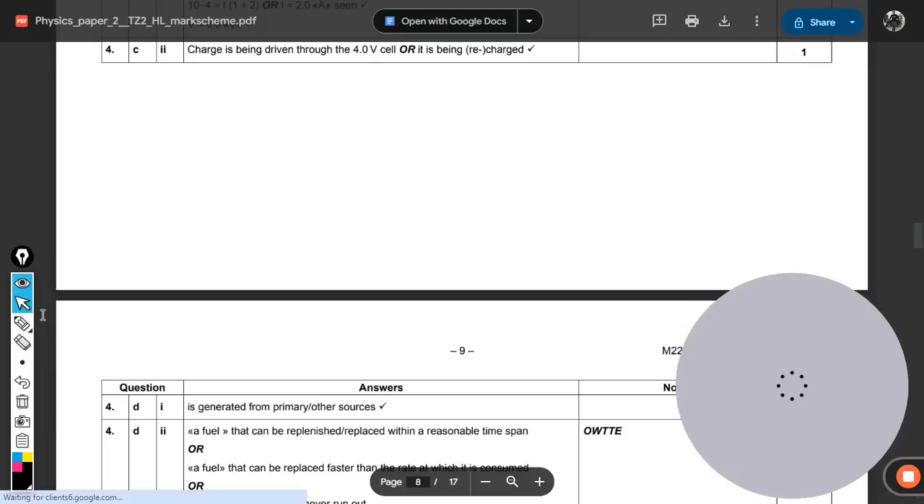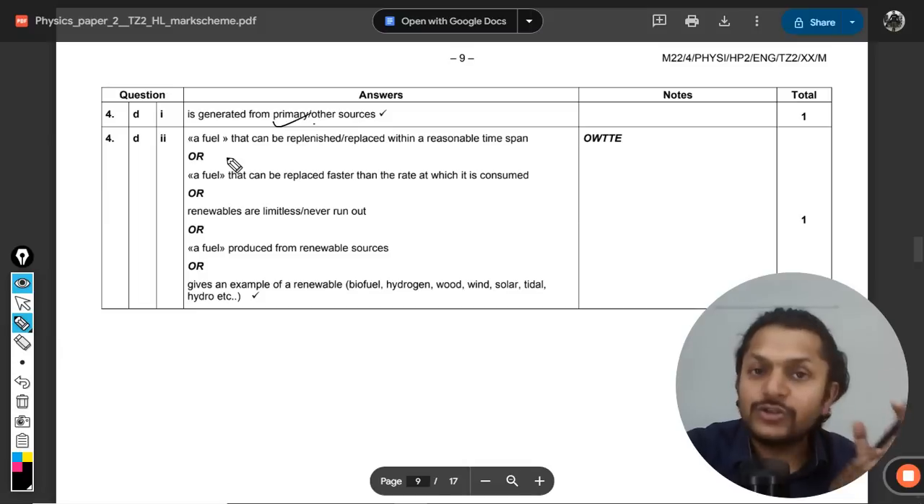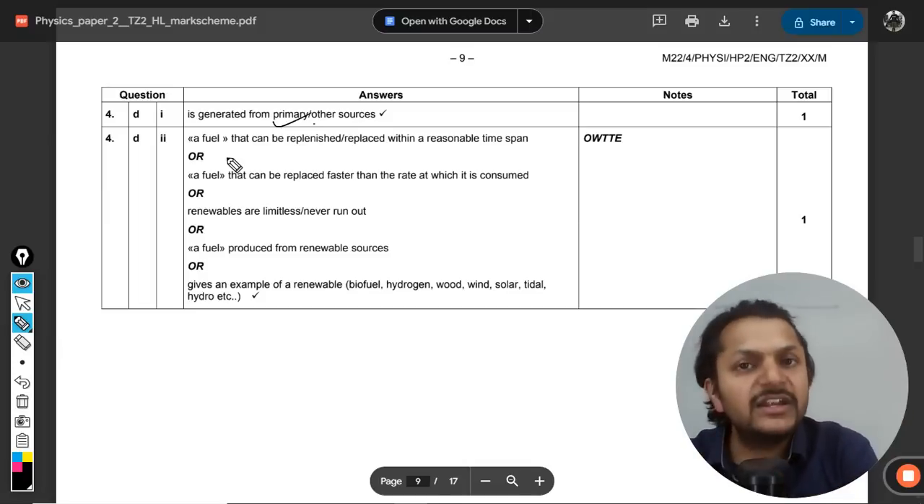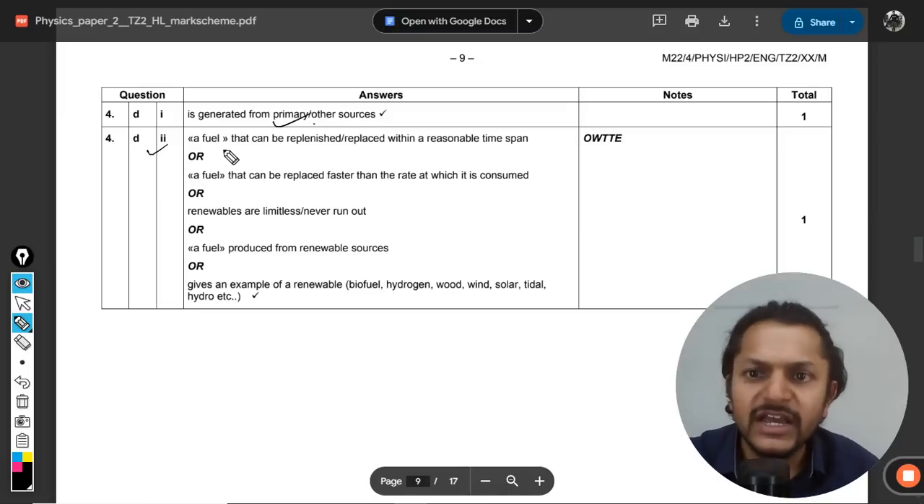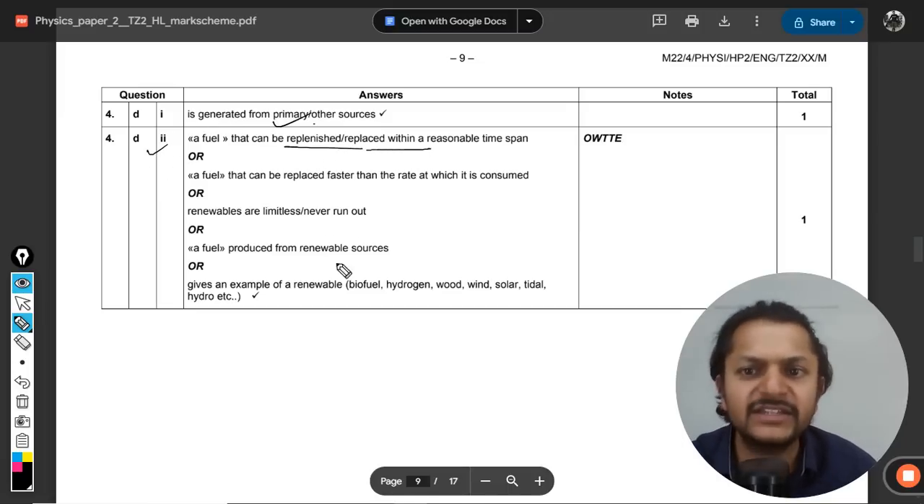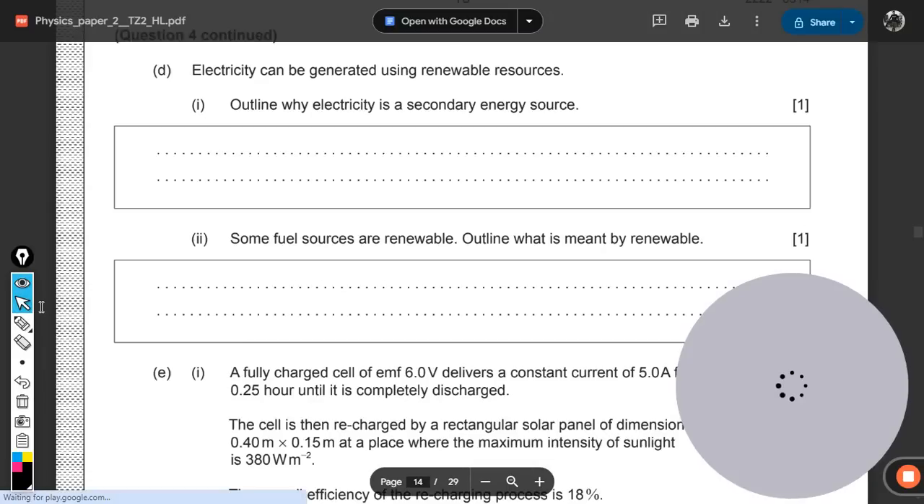Let us go to the 4D. So the answer is generated from the primary source. So secondary sources are those sources which are generated by the primary sources. Clear? And 4D2 is a fuel that can be replenished, replaced, and all that. Their fuels are limitless, etc.